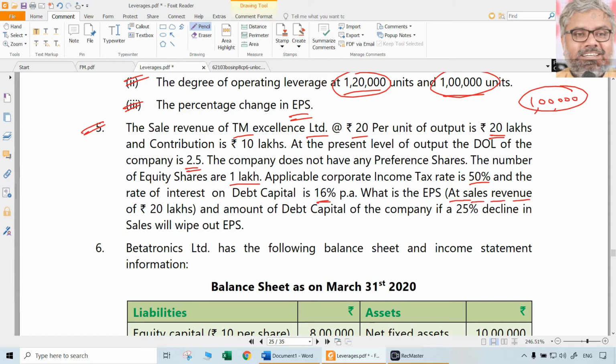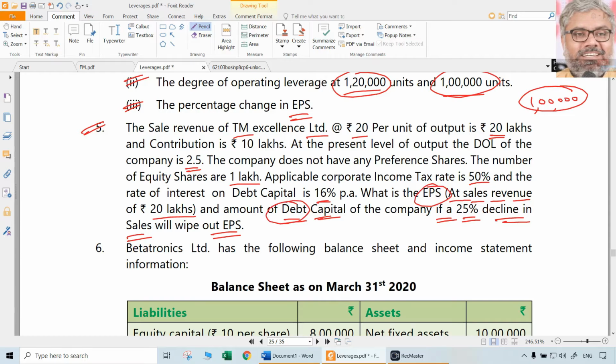That means at sales revenue of 20 lakhs and the amount of debt capital of the company, if a 25% decline in the sales will wipe out EPS. Wipe out EPS means ultimately there will be zero EPS. That means earnings after tax will be zero, and earnings before tax also will be zero. So what is asked is what is the EPS now and what is the amount of debt capital.